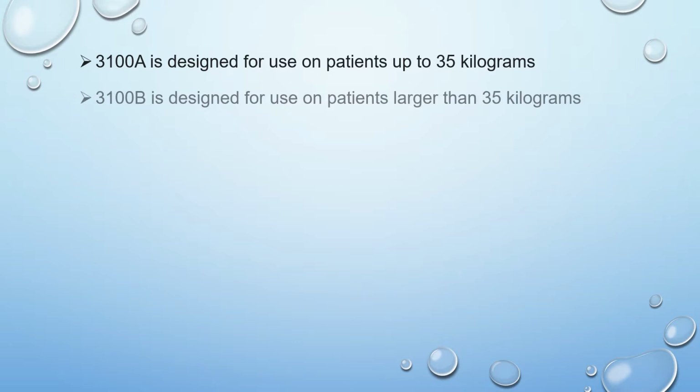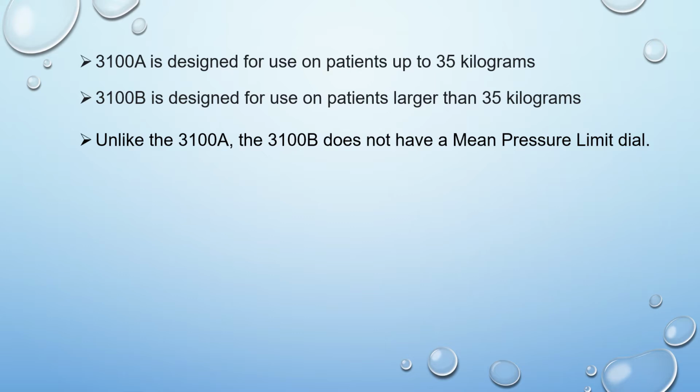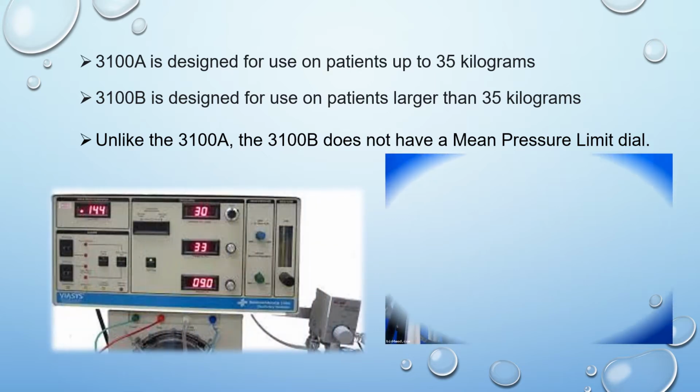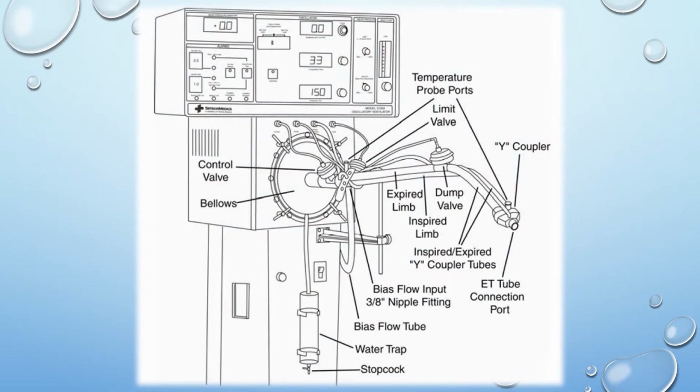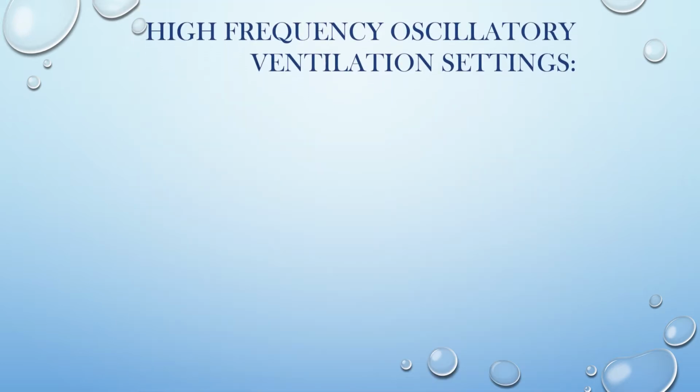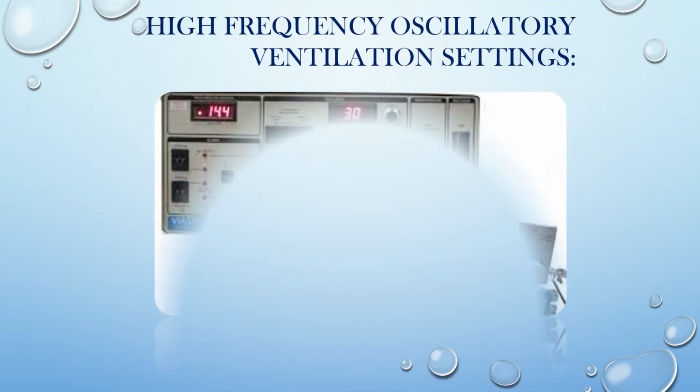The CareFusion 3100A and 3100B are similar in all aspects except the target patient size. The 3100A is designed for use on patients up to 35 kilograms and the 3100B is designed for use on patients larger than 35 kilograms. Unlike the 3100A, the 3100B does not have a mean pressure limit dial. Here is an illustration of a patient circuit. Next, we will examine the different hi-fi settings.